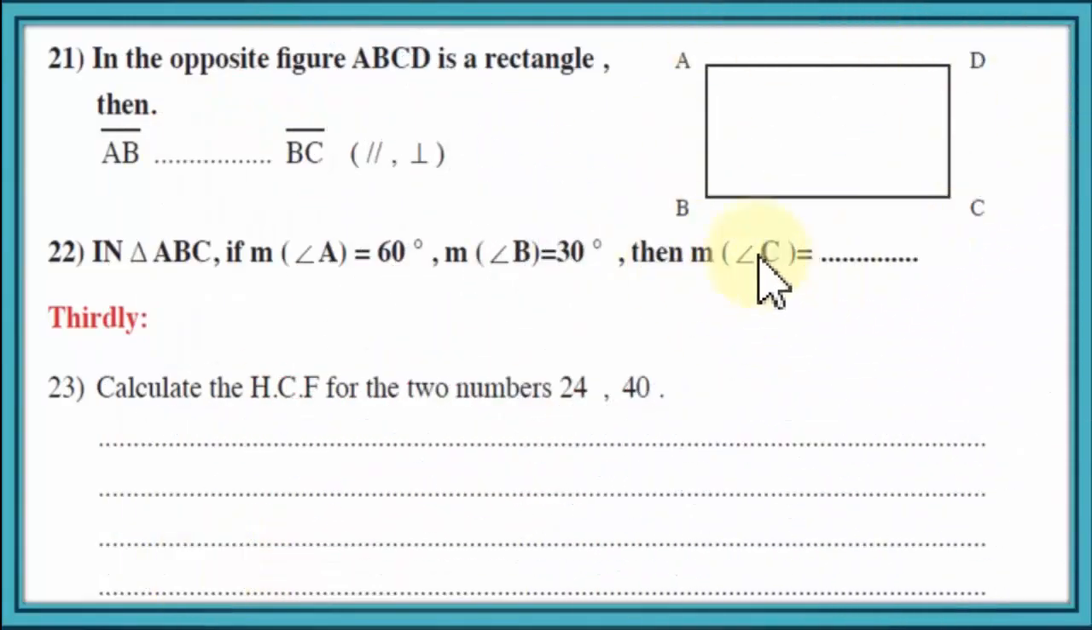In the opposite figure, ABCD is a rectangle. Then AB is perpendicular on BC.